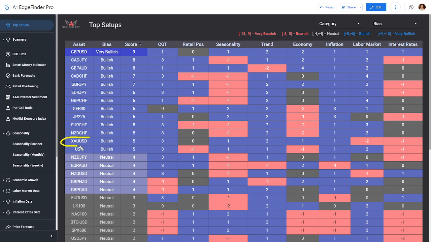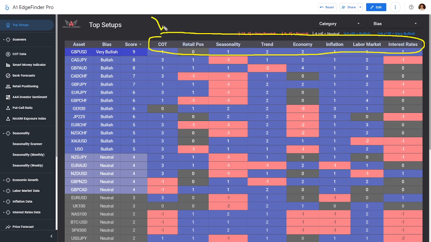Next, we're going to talk about gold, but before we get into the technical chart, check this out, guys. We actually have a bullish reading on the gold asset list here on the top setups algorithm. Now, if you're newer to the channel, the top setups page on the Edge Finder, which is my company's software, what it does is it looks at all sorts of different factors. You can see them littered across the screen.